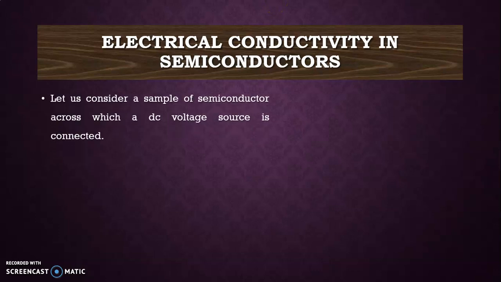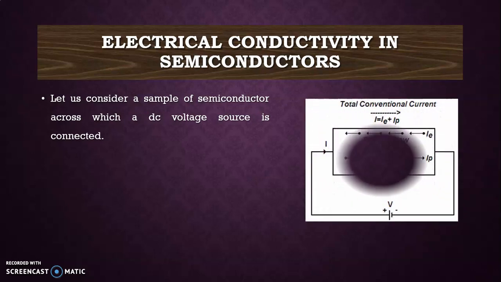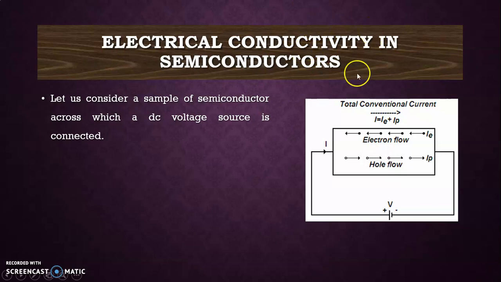So for that purpose, let us consider a sample of semiconductor across which a DC potential source is connected. That is, we have taken a semiconductor sample and connected a battery across it. So a potential difference is applied across that semiconductor. See this diagram. In this diagram, this is the semiconductor material, and across its length a battery is connected, so a potential difference is applied.